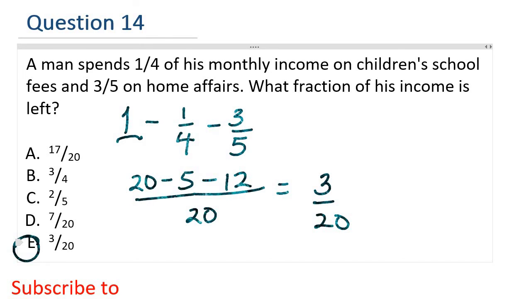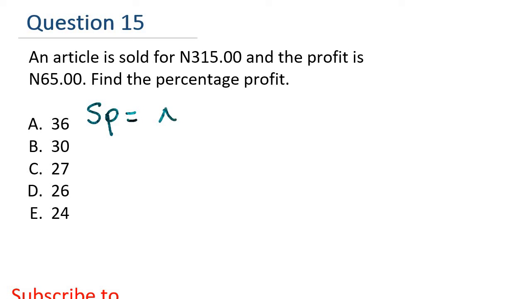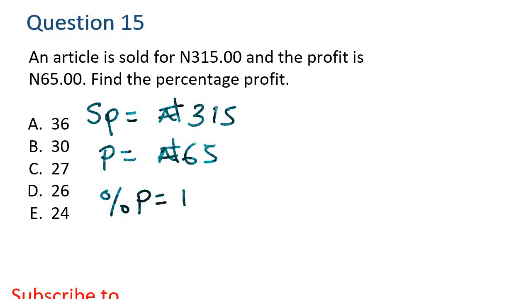Okay, let's look at question 15. An article is sold for 315 naira. So sold is selling price. Let me bring that out. Selling price equals 315. Profit made is 65 naira. Find the percentage profit. Percentage profit is profit over cost price times 100%. But in the question, cost price was not given. So I must find what the cost price is.